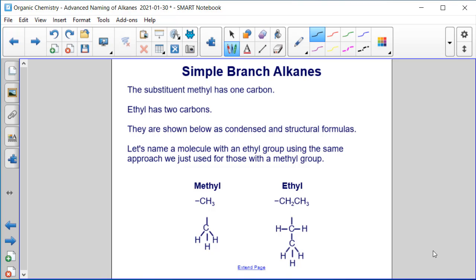Okay, so we're going to name a molecule with an ethyl group using exactly the same approach that we did for those with a methyl group. So we're just going to take what we previously did and just expand on it. Now, because there's more carbons here, that idea of naming the longest parent chain gets a little bit trickier. We just really have to be careful. The process is the same, but we really have to be careful to make sure we're finding the longest carbon chain first.